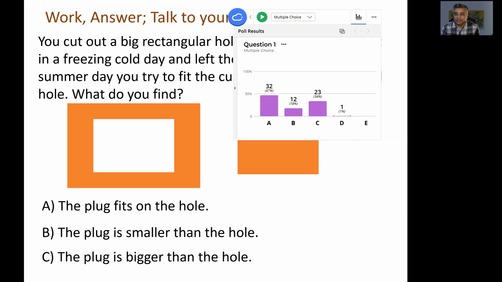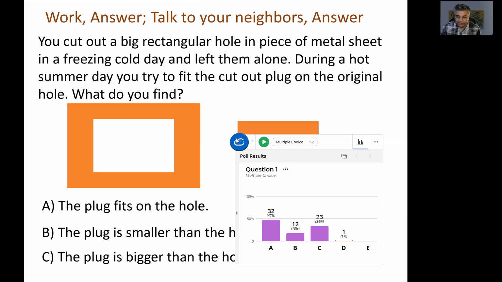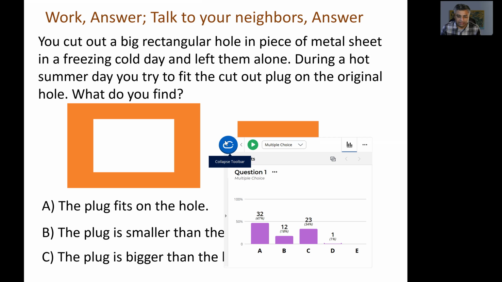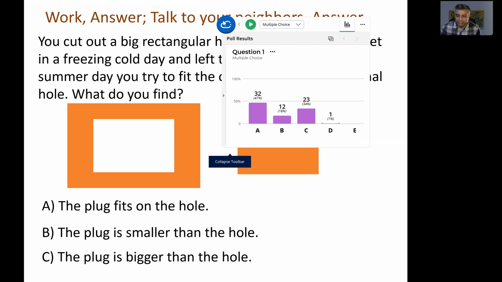So anybody else want to chime in here? I picked B because it says the hole was cut when it was cold, and when it becomes warmer, it will expand so that the plug will be smaller. Okay, so did we separate that? Both were cold, and then when we are trying to fit, it's a summer day, probably. So the change in temperature is going to be about the same, I think.